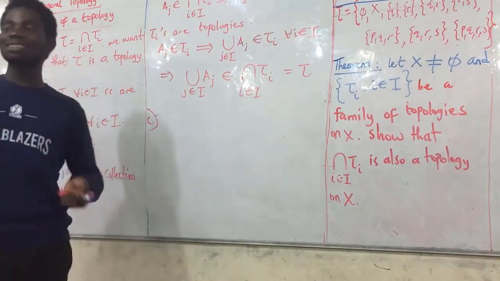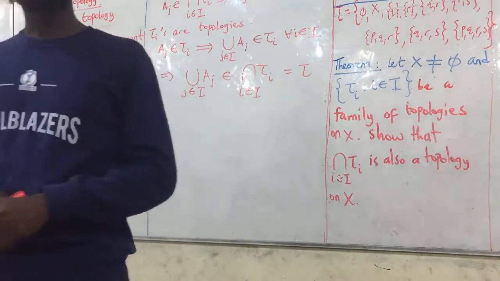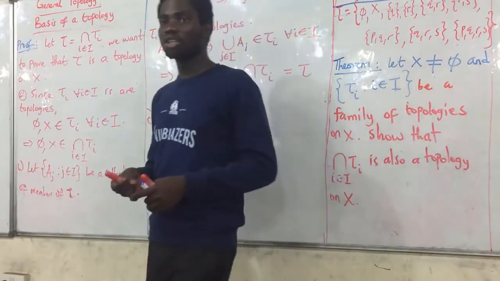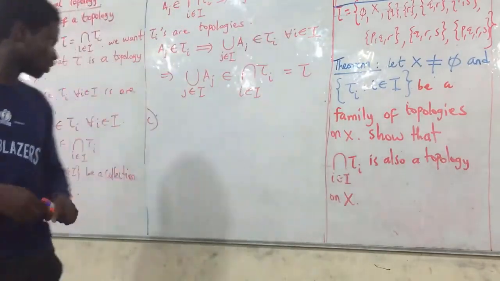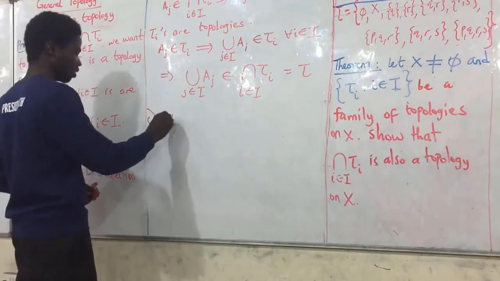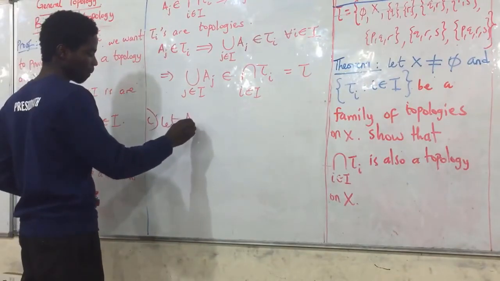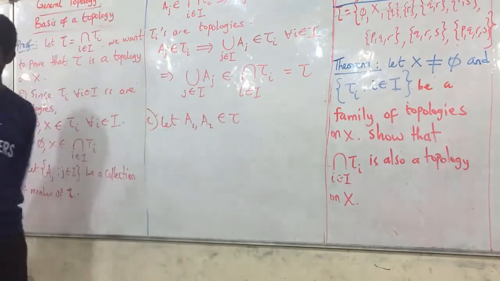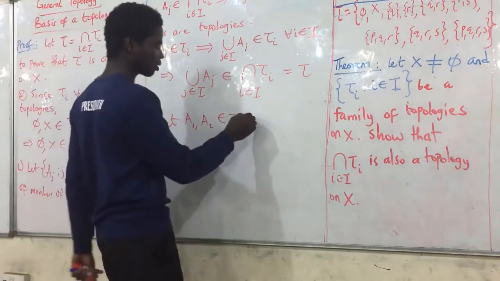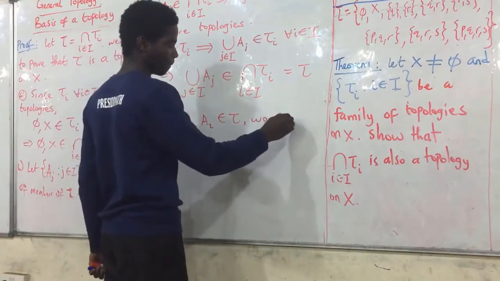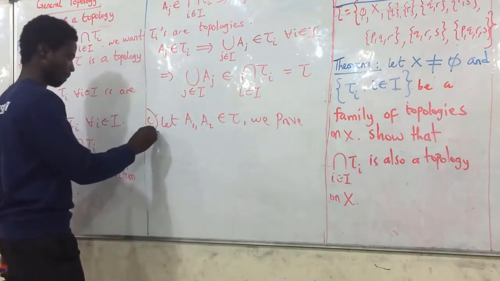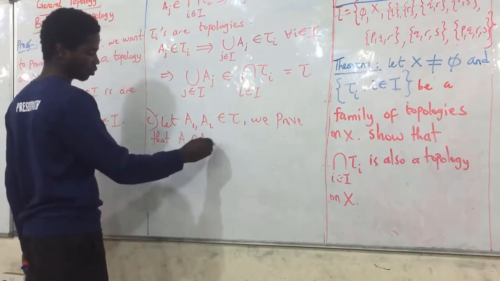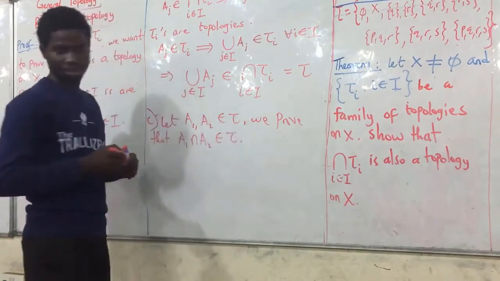To prove for the finite intersection, it suffices to just prove for A1 and A2. Thank you very much. Let A1 and A2 be members of the intersection. So we prove that A1 intersection A2 also belongs there, isn't it?